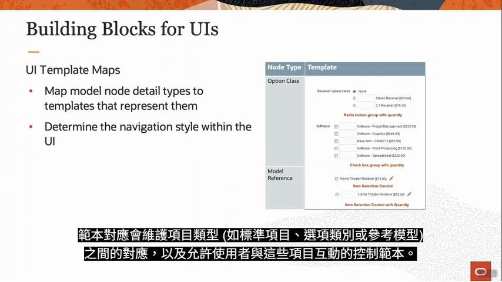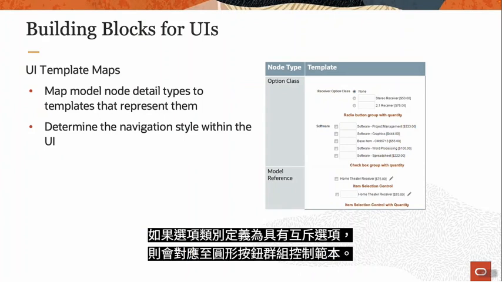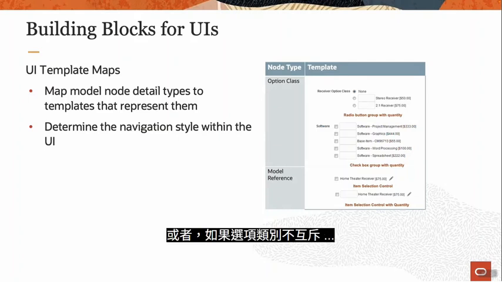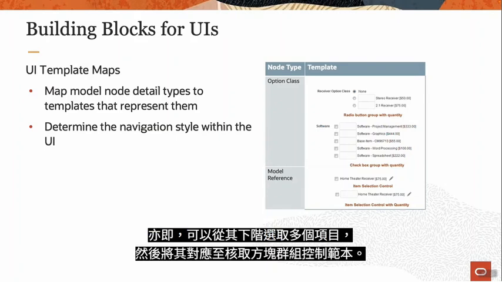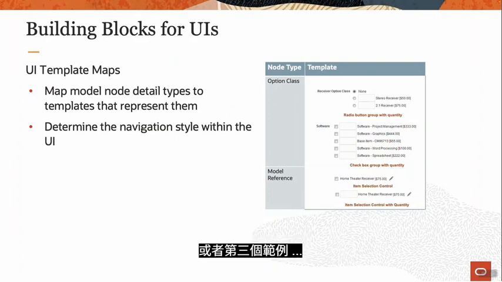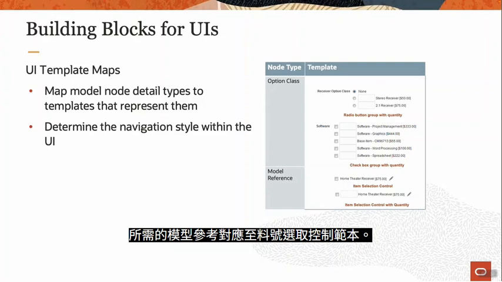Template maps maintain the mapping between types of items, such as standard items, option classes, or reference models, and the control templates that allow users to interact with these items. Examples of such mapping are as follows. If an option class is defined as having mutually exclusive options, it is mapped to a radio button group control template. Or, if an option class is not mutually exclusive, that is, more than one item from its children can be selected, then it's mapped to a checkbox group control template. Or a third example, a required model reference is mapped to an item selection control template.